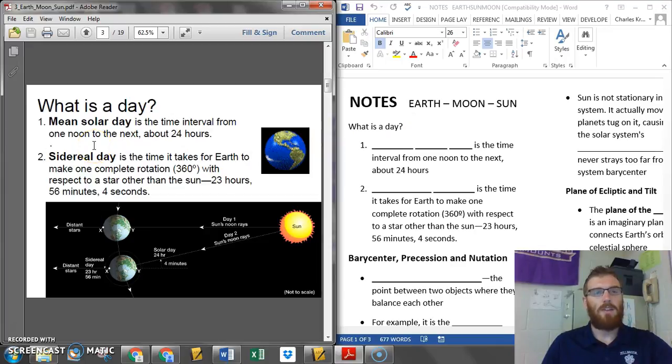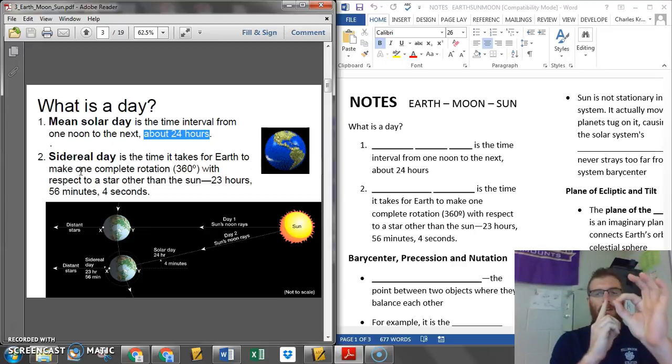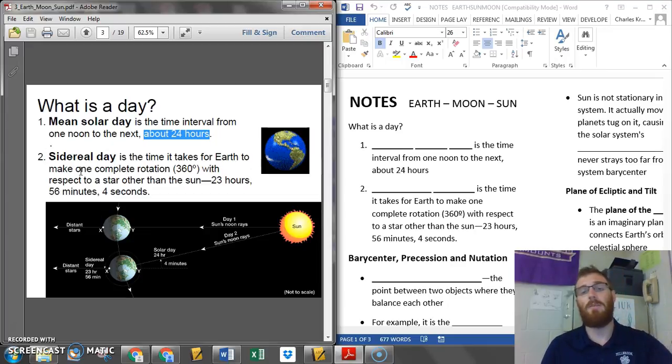What is a mean solar day? This is what we consider in society to be a day, and it's about 24 hours. So a mean solar day is a time interval from one noon to the next, about 24 hours. However, a sidereal day is the time it takes for Earth to make one complete rotation. That means going from one point in relation to a single point all the way around to the other. That takes about 23 hours, 56 minutes, and 4 seconds. And as you can tell, this is not quite 24 hours, which we consider to be a day.